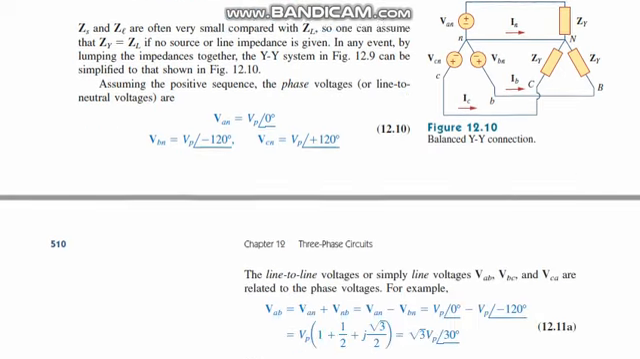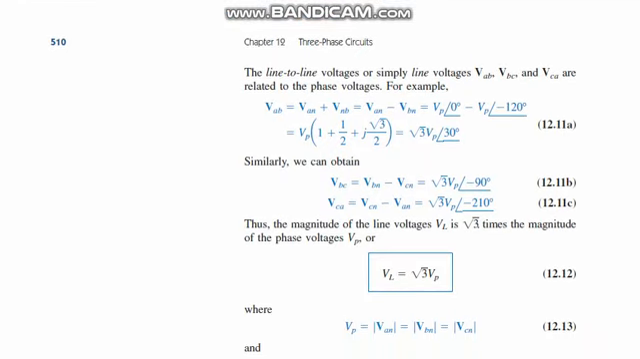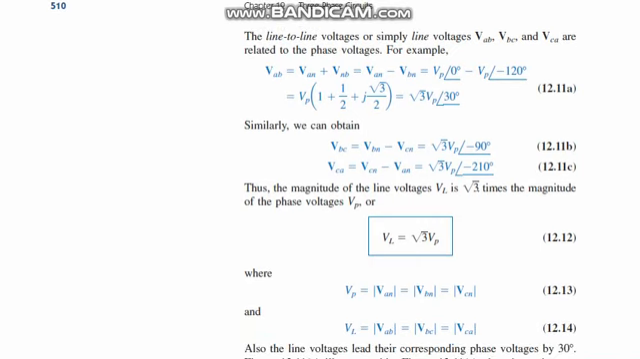Okay, what are the line to line voltages? Previously we have seen the line to phase voltage, and another thing is the line to line voltage. The line to line voltage is the voltage between two phases. That means VAB, VBC, VCA, which are related to the phase voltages. For example, VAB will be VAN plus VNB, or you can say VAN minus VBN.